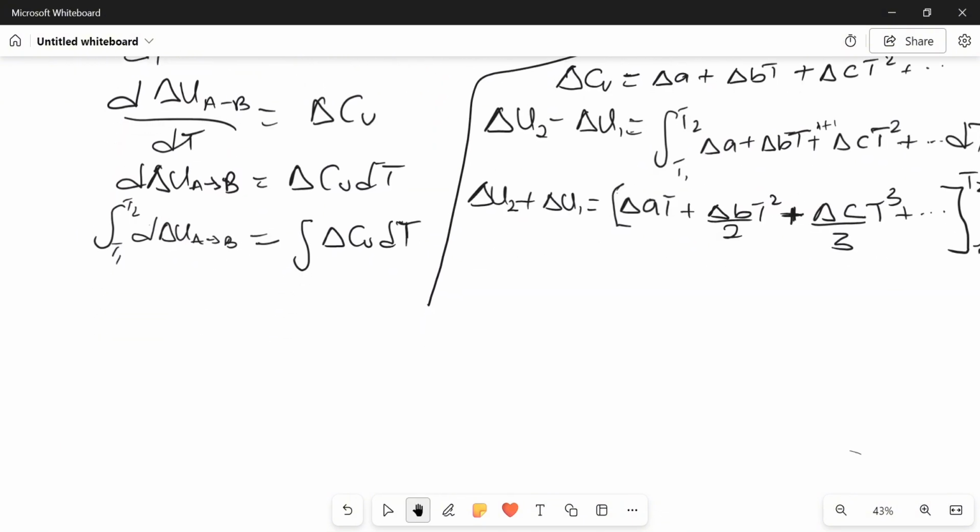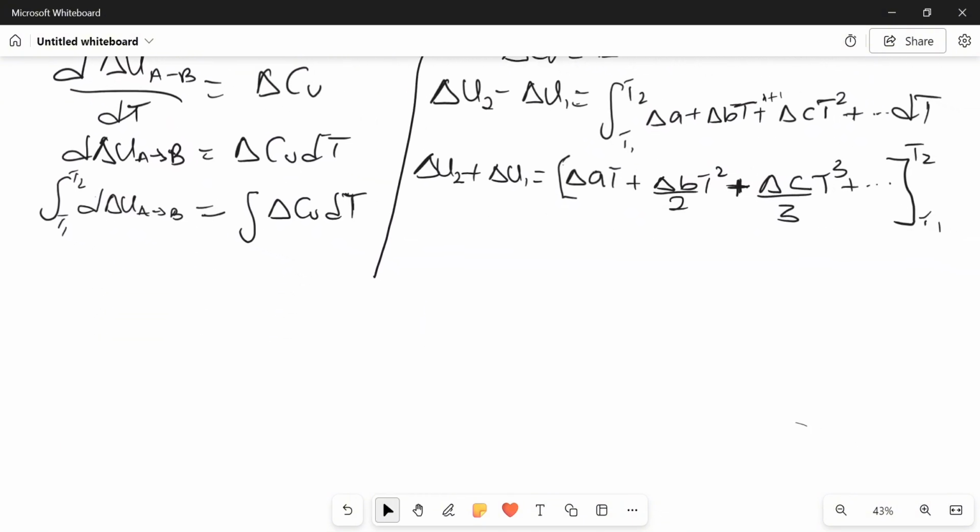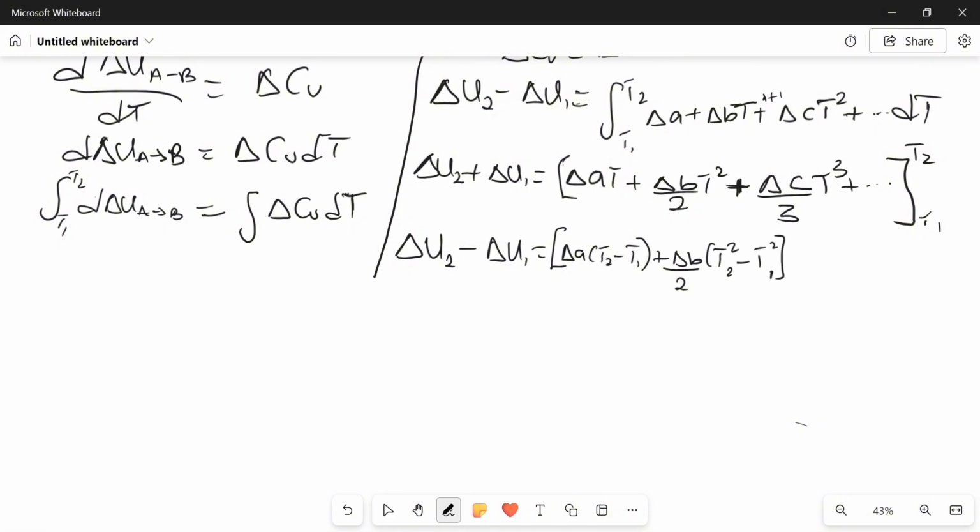So if I should move further, here I'm going to have my change in U2 minus change in U1 equal to, open your bracket, we have change in A times T2 minus T1, plus change in B over 2 times T square 2 minus T square 1, plus the next one, change in C over 3 times T cube 2 minus T cube 1. Very good.